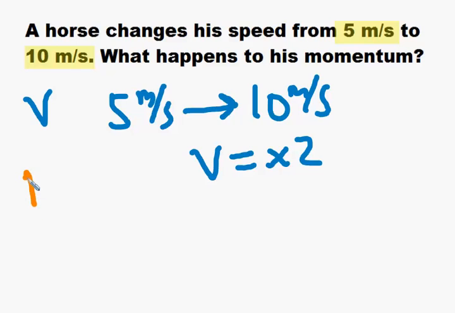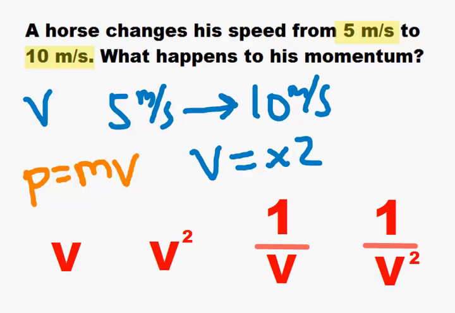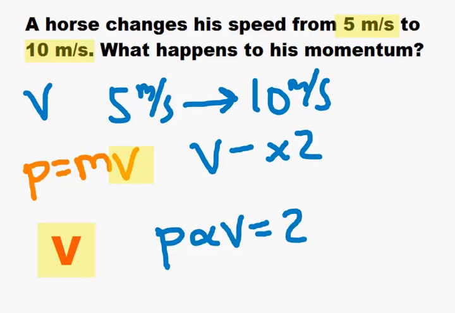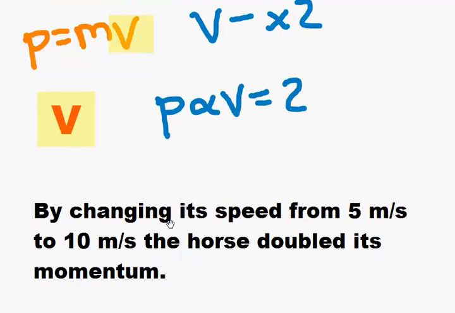In order to see how this affects momentum, we have to look at our equation for momentum. Momentum equals mass times velocity. We're only interested in the velocity itself. So what is the effect of velocity on momentum? Four typical choices are velocity, velocity squared, 1 over velocity, or 1 over velocity squared. Looking at our equation, we see it's just velocity, not velocity squared or 1 over velocity. So momentum is proportional to velocity. In this case, we double the velocity. Therefore, since we double the velocity, we double the momentum. So our answer: by changing its speed from 5 meters per second to 10 meters per second, the horse doubled its momentum.